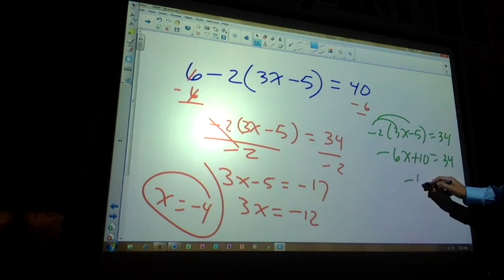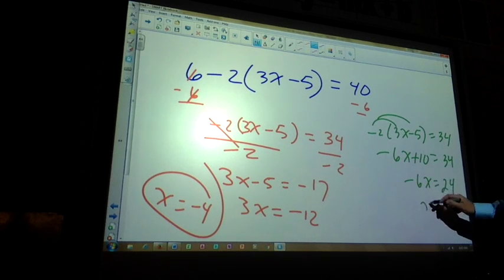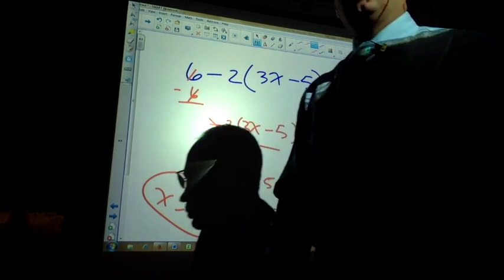So get to this point, subtract 10. Divide by -6. You could do it that way too. I'm just trying to share with you a couple different approaches. And again, which way works? Both. Which way's right? Both.